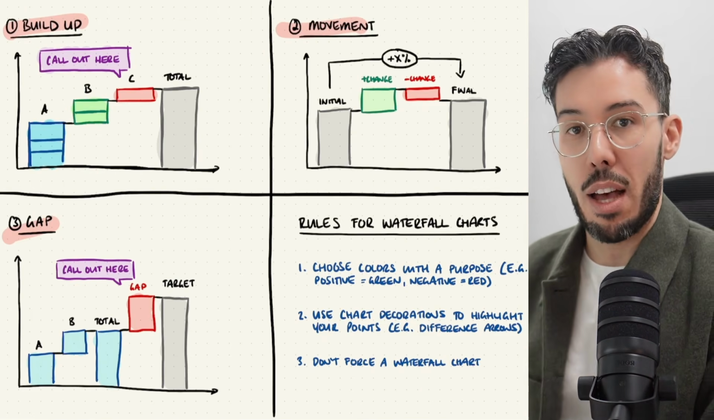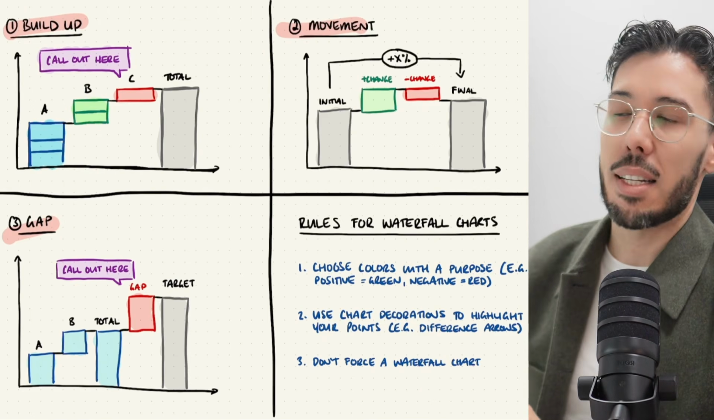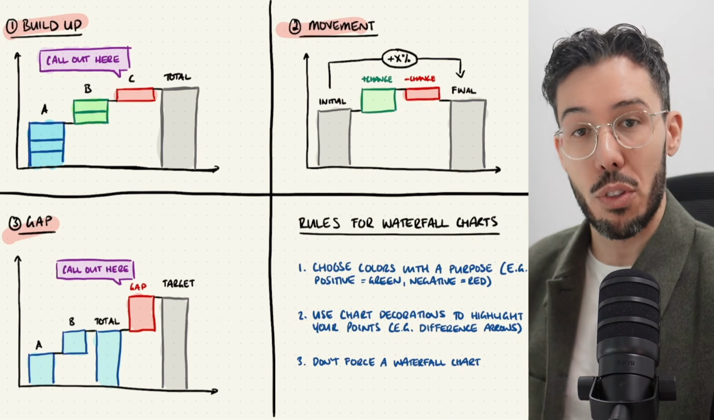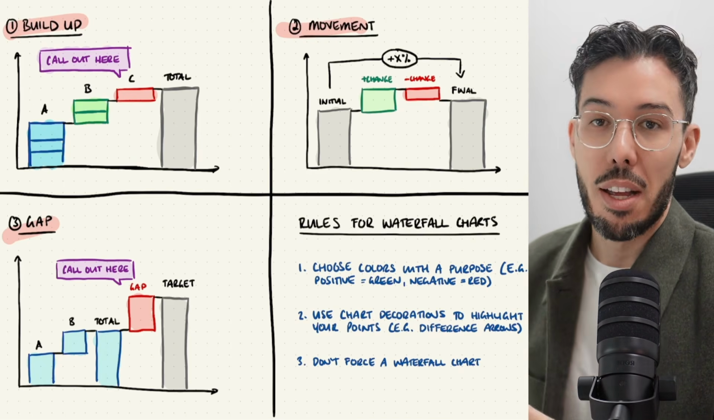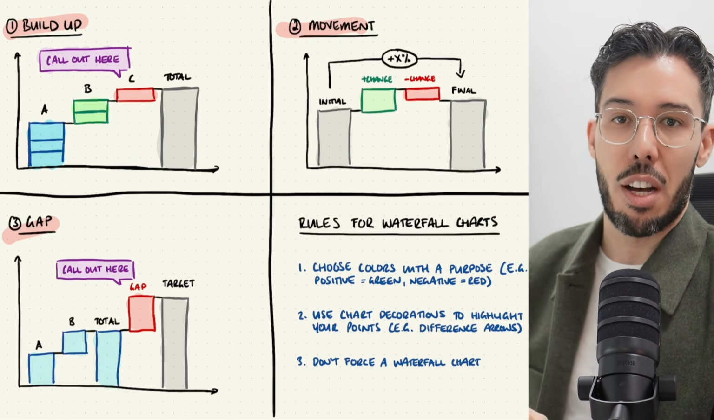The one call I would have is if your data is none of these things, don't try and force a waterfall chart. They are really powerful. They do look really good, but you need to always be choosing the right chart for your data.